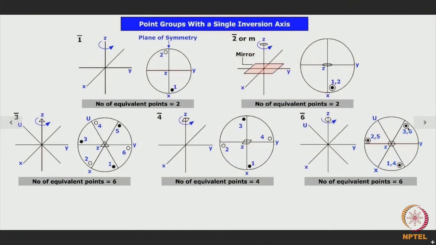In a similar way, you will find that in this location, you will have the points 1 and 4 at different levels, 3 and 6 here at 2 different levels, 2 and 5 here at 2 different levels. So, the number of equivalent points in this case is equal to 6, 3 of them at a particular level and 3 of them at a different level.